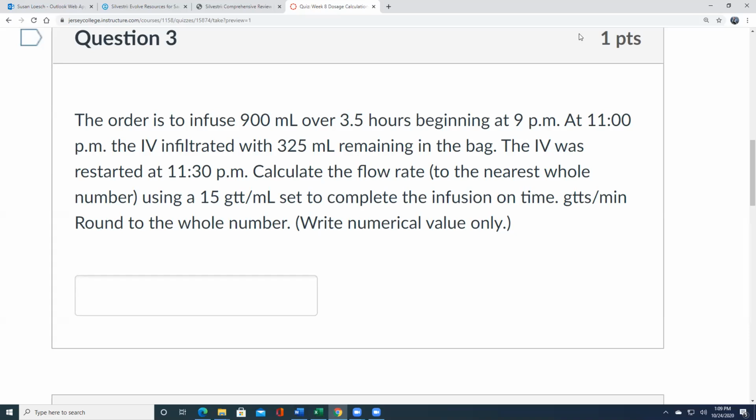Now, at 11 p.m., it infiltrated and it had 325 mLs left. So if there's 325 mLs left, that's our volume, right? We already said our time is 90 minutes, and our drop factor is 15. 54? 54 is correct. I didn't do the math, but I believe that's the right answer.